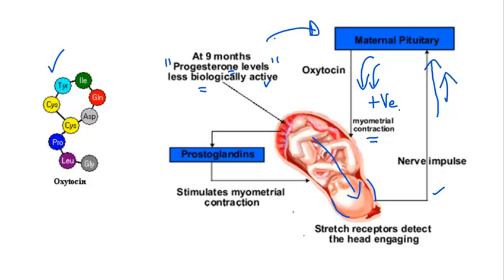At the same time, there are prostaglandins produced, which in addition stimulate the myometrial contractions, but the details of these will not be considered here. Once the child is born, of course, the positive feedback loop is then finished.